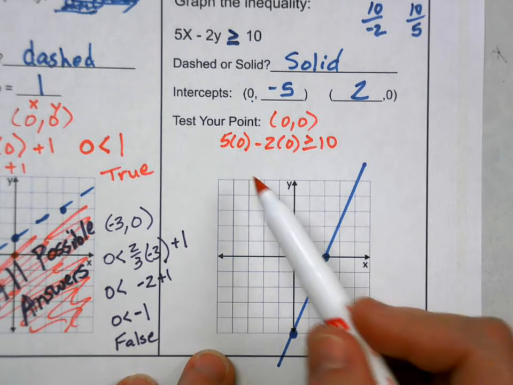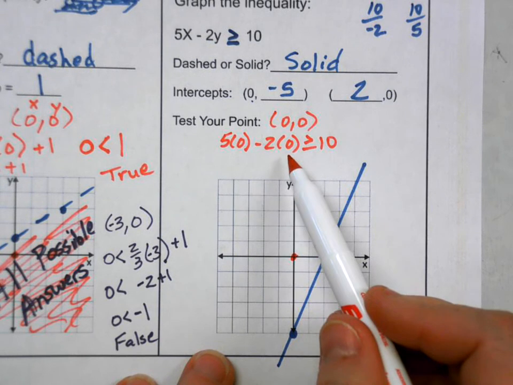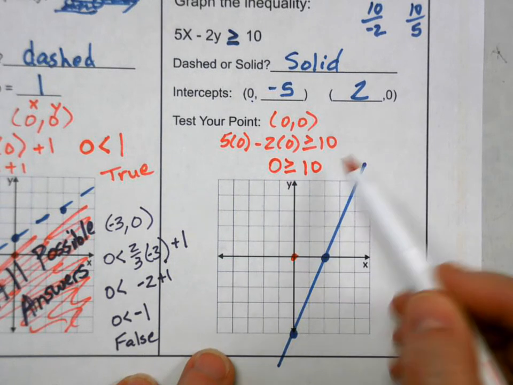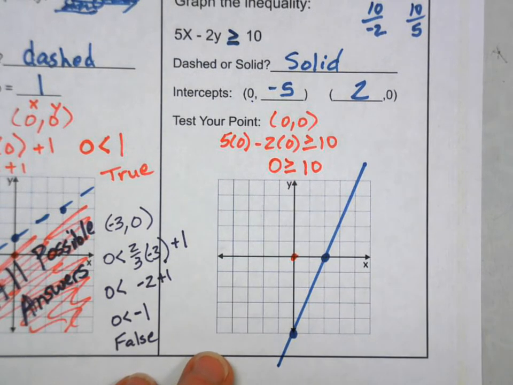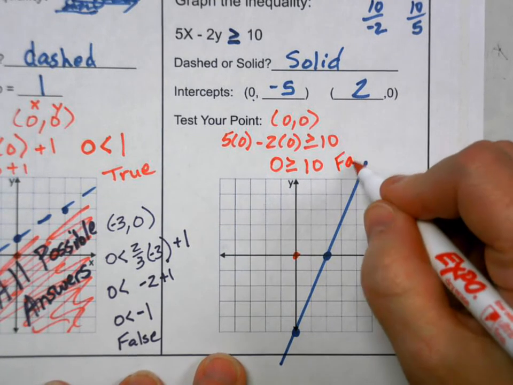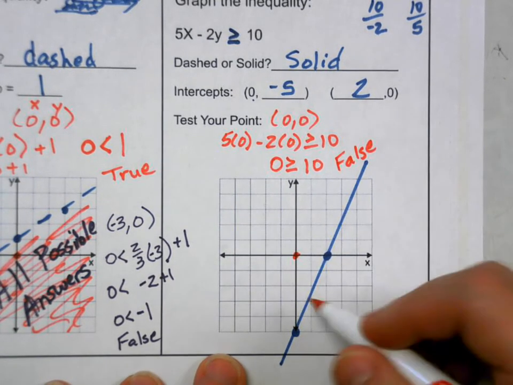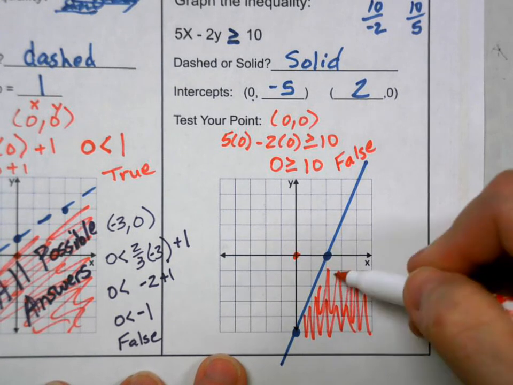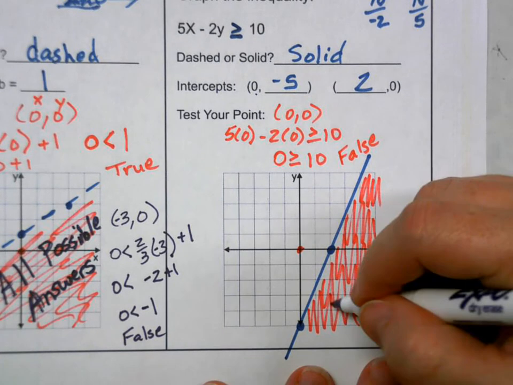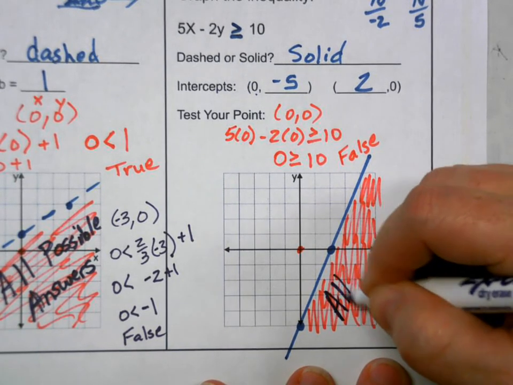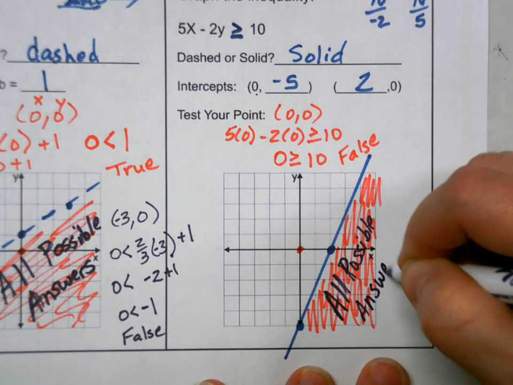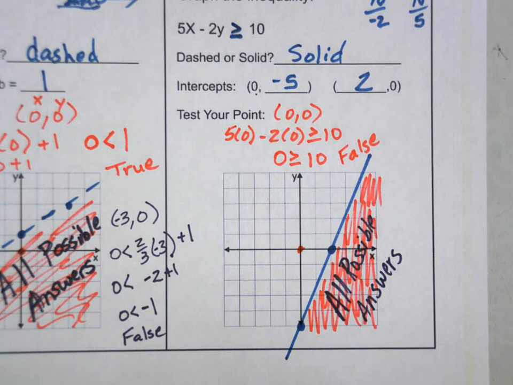What's 5 times 0? 0. And negative 2 times 0? 0. So we've got 0 minus 0, which is 0. Is 0 greater than or equal to 10? No. So which way am I going to shade? The other side. If you get a false, that means that's not your true side, so you're going to shade the other side. All my possible answers are on that shaded side.